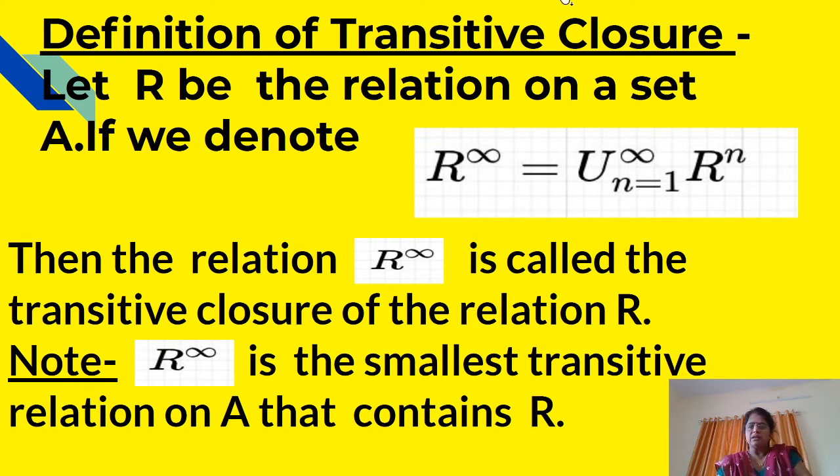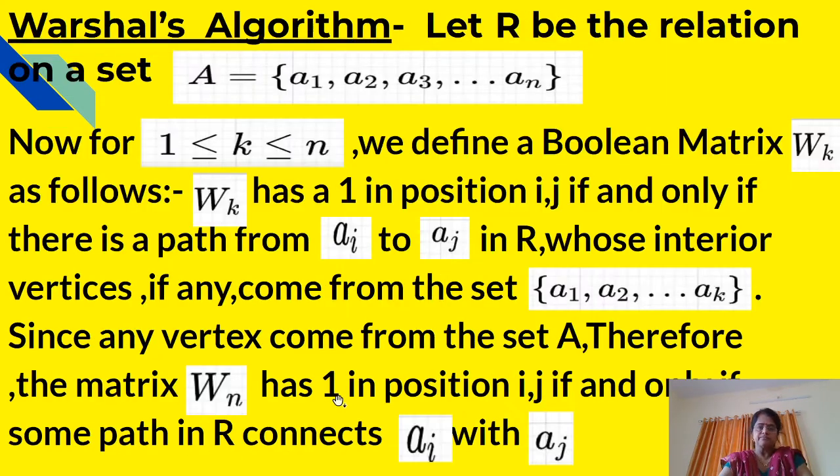Let R be a relation on a set A. If we denote R raised to infinity as equal to the union of R raised to n, from n equals 1 to infinity, then the relation R raised to infinity is called the transitive closure of the relation R. R raised to infinity is the smallest transitive relation on A that contains R.